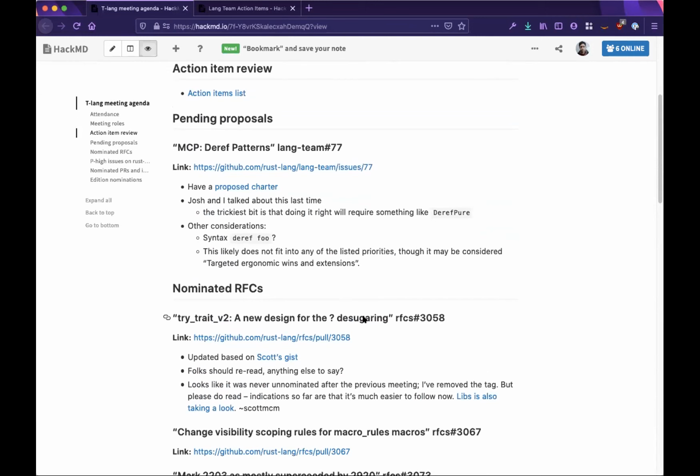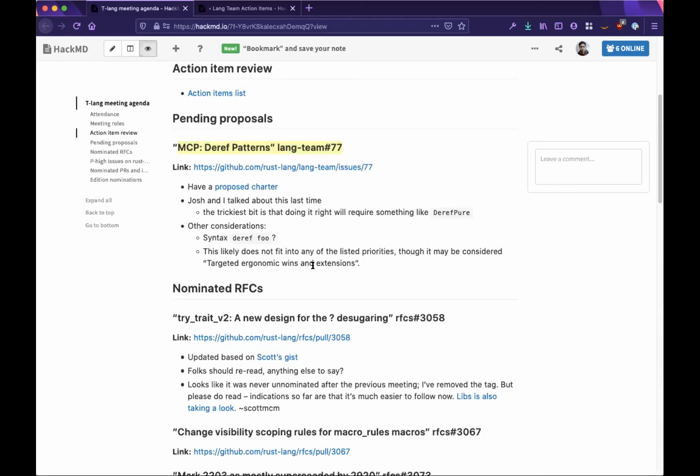DREF patterns. So one of the things, this is a pending MCP, and Josh and I reviewed it, there's a proposed charter, and I wanted to talk about what we think about going forward. Basically the idea is to have DREF patterns in some way, whether that be syntax or a DREF space P pattern like this, or something else that would use the DREF trait and support pattern matching on the insides of a pointer. And I really want this.